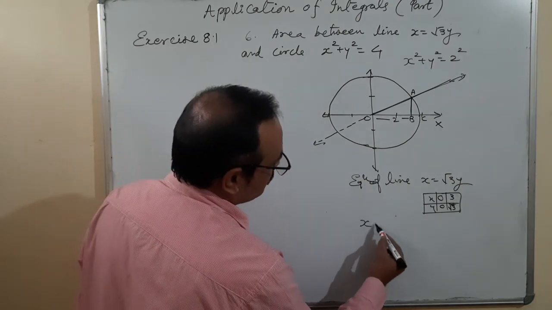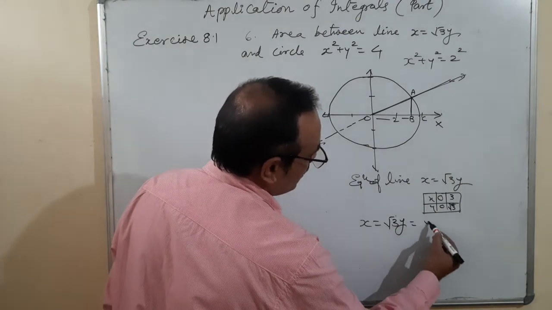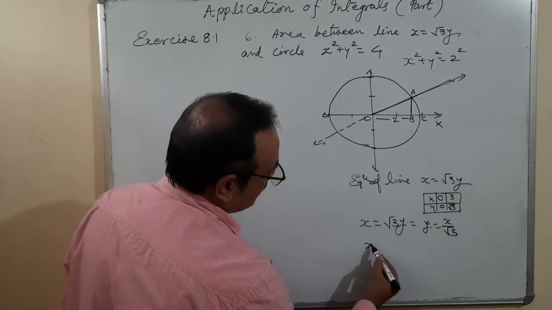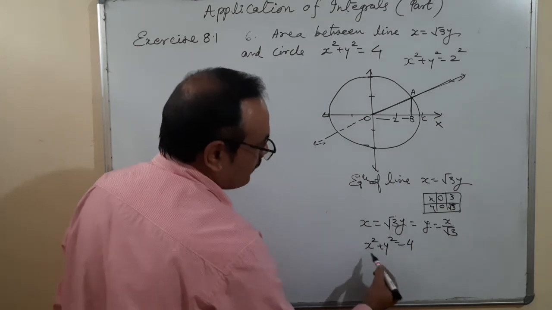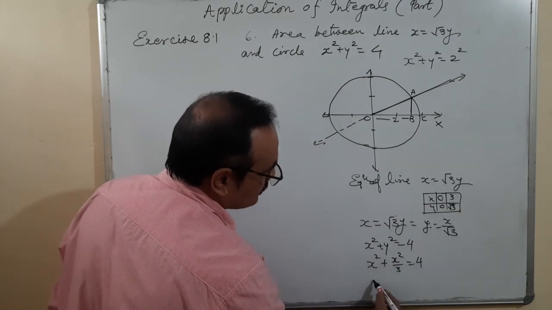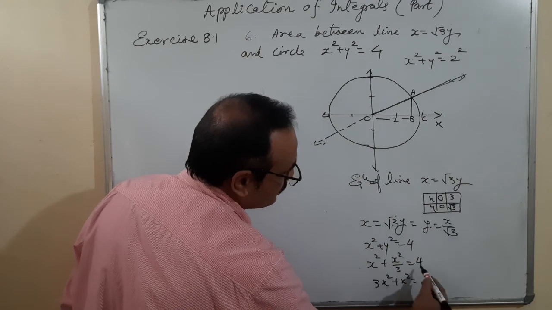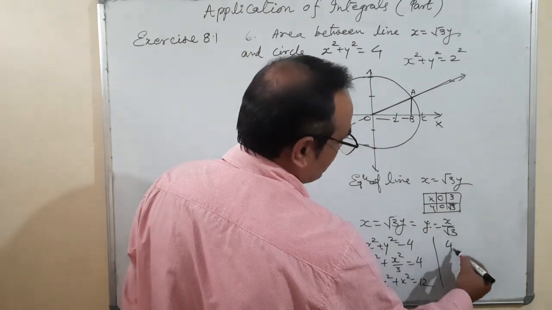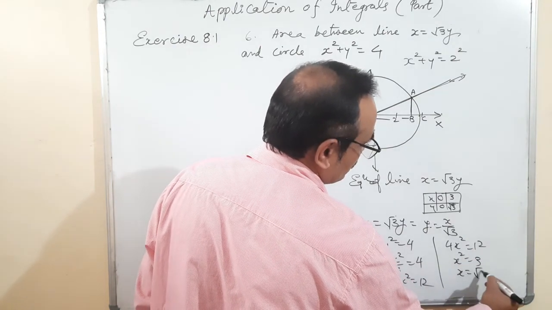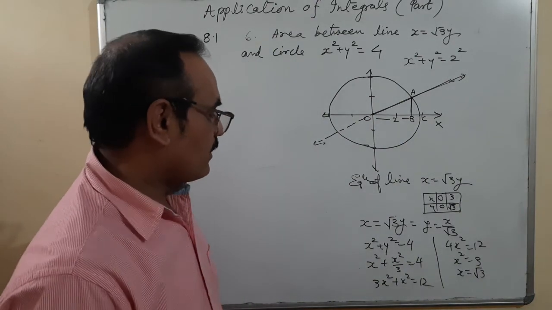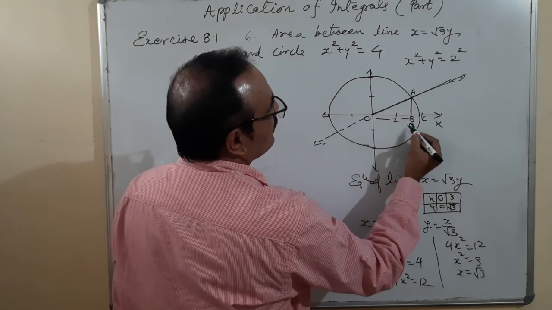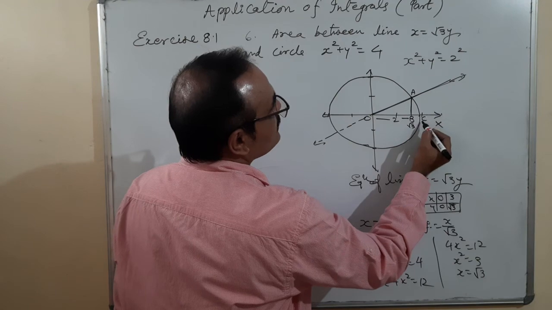So now x is equal to root 3 y. That means y is equal to x upon root 3. This y is substituted in x square plus y square is equal to 4. X square plus x square upon 3 is equal to 4. So 3x square plus x square is equal to 12. So 4x square is equal to 12, x square is equal to 3, x is equal to plus minus root 3, but x is root 3. So this value is root 3. The points are 0, root 3, and 2.